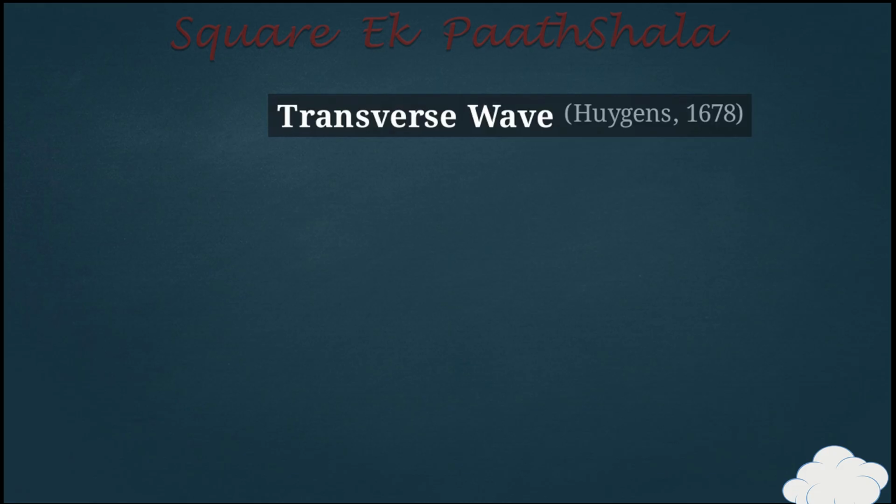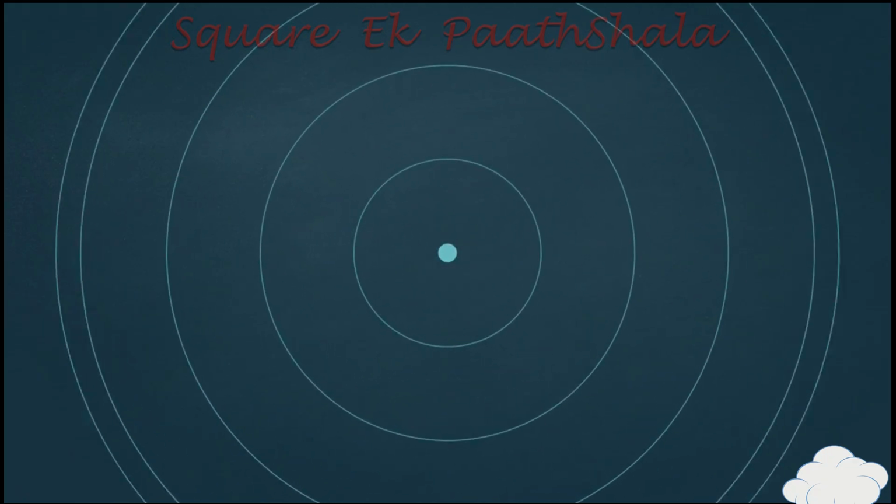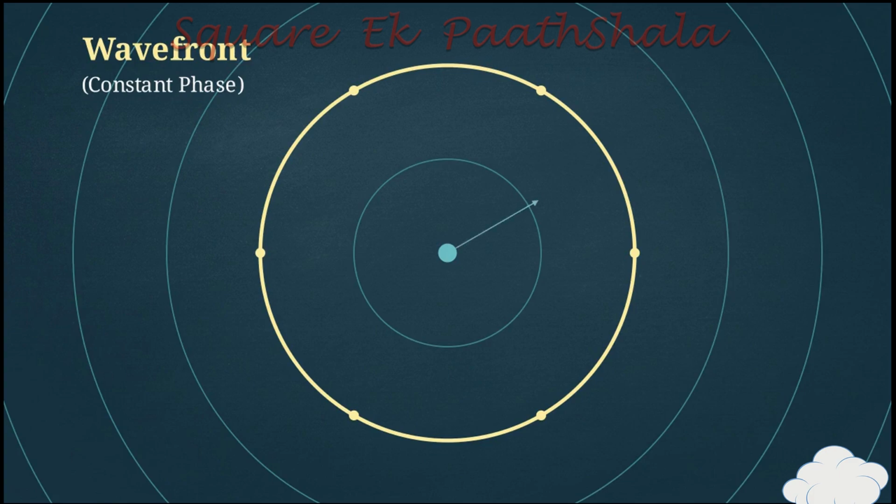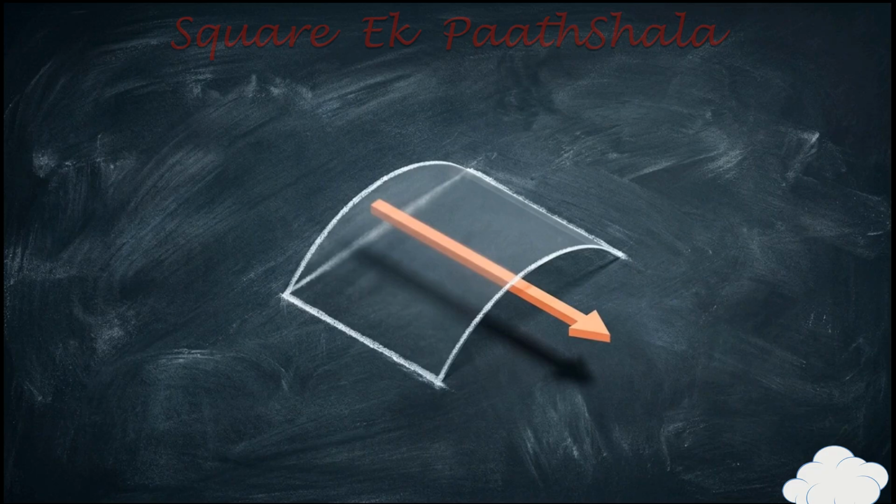A wavefront is simply a surface where every point on that curve is vibrating in the exact same state, or a constant phase. If we draw a straight line outward from the source, we get our traditional light ray showing the direction of travel. Look at the angle where that ray intersects the wavefront. It is always exactly perpendicular. This consistent right angle allows us to determine the trajectory of light by simply observing the orientation of its wavefront.